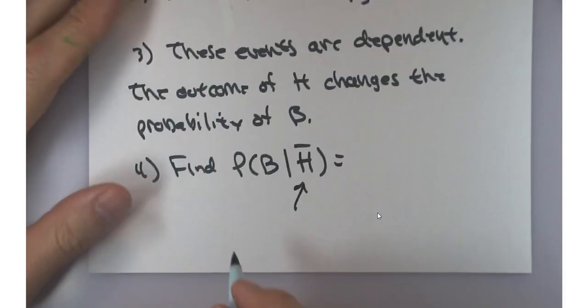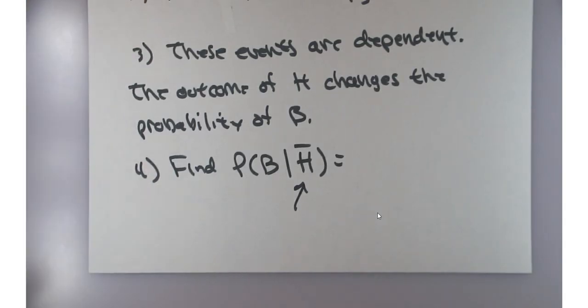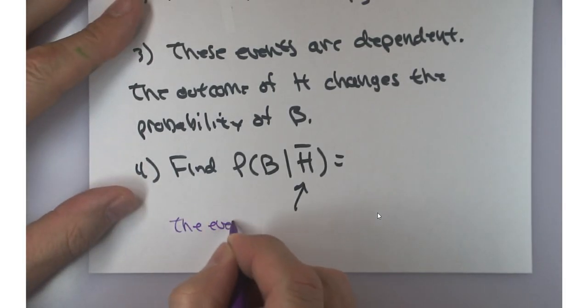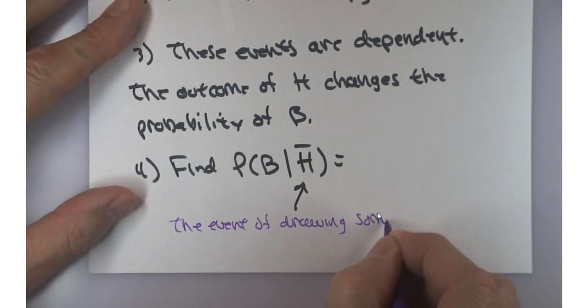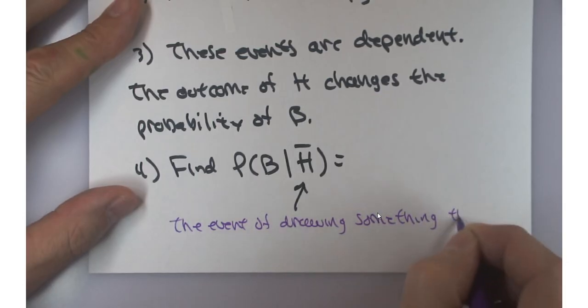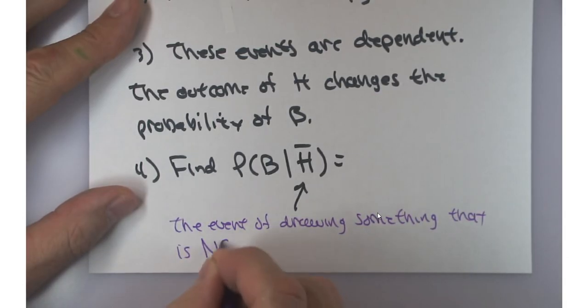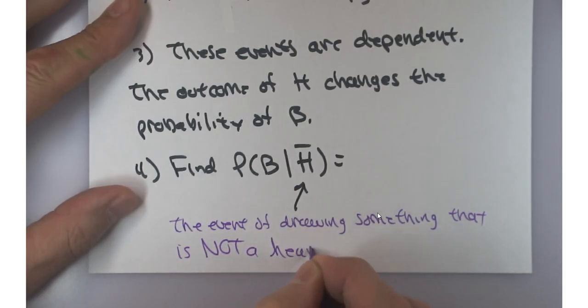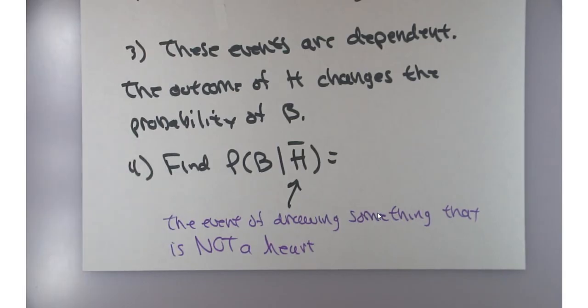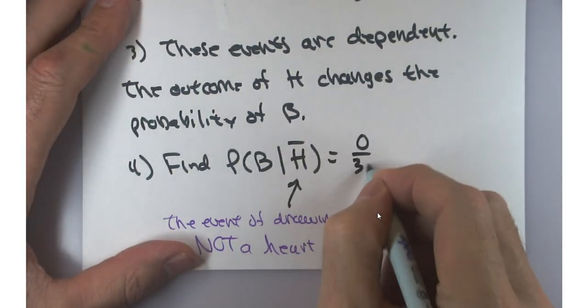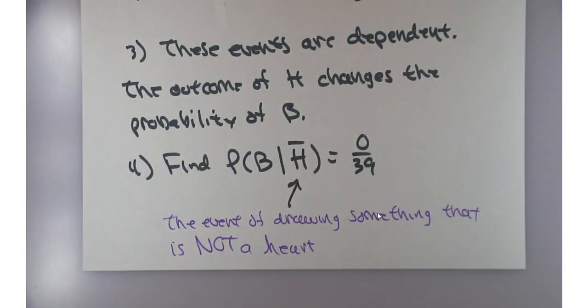So let's be clear about this. This is the event of drawing something that's not a heart. So it could be a club, it could be a diamond, it could be a spade, but it's just not a heart. What's that probability now for the second part? The probability of B given H bar. 0 out of 39. 0 out of 39, right? If you didn't draw a heart, how can you draw the ace of hearts?